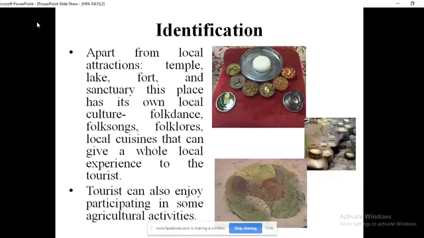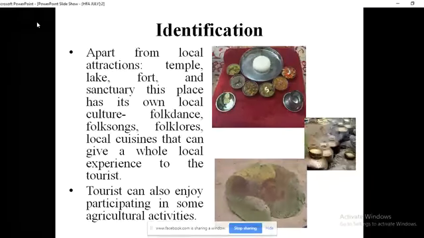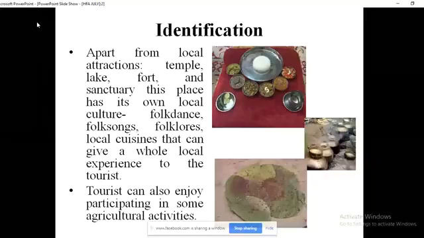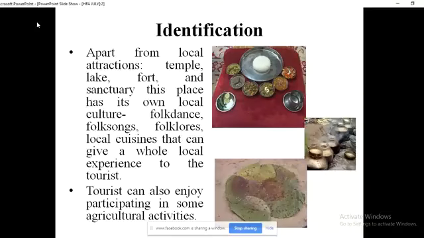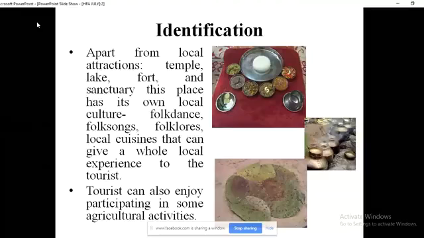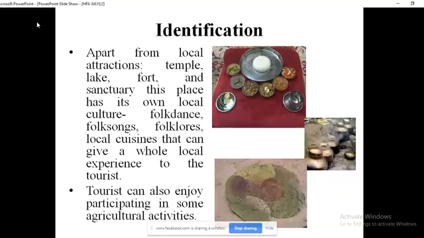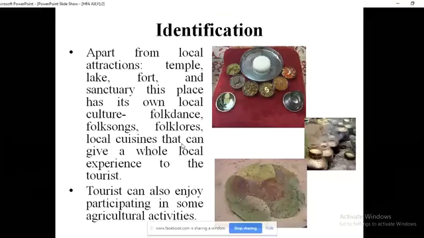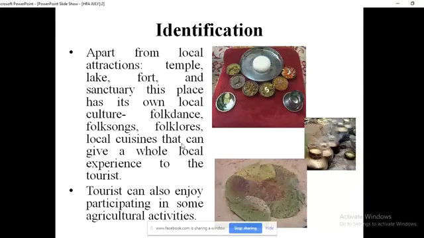This place obviously has attractions like the temple, we have a fort, we have a sanctuary, but it has its own local culture. That is the major attraction, which can be a major attraction in future if we promote that way, like folk dance, folk song, folklore, and local cuisine. You can see here, and that can give a complete local experience to the tourist.